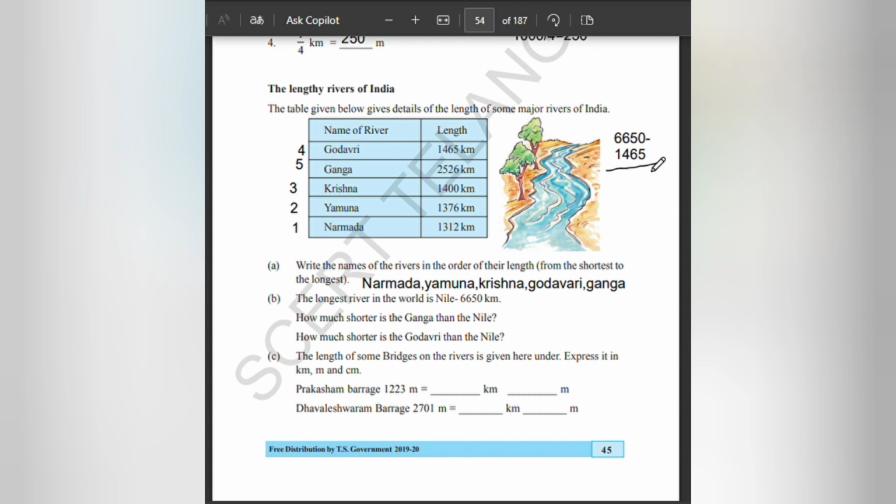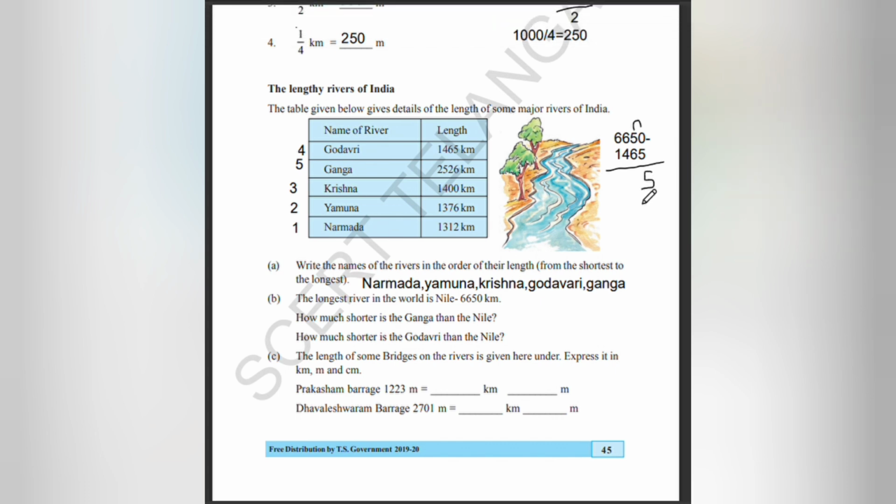So 0 cannot be subtracted from 5. So borrowing 1 from here, it becomes 10. 10 minus 5, it is 5. Then what is here? It is 4 here. We cannot subtract 4 from 6. So borrowing 1 from here, it becomes 14. 14 minus 6 is 8. So we write here 8. But now it becomes 5. 5 minus 4 is 1. 6 minus 1 is 5. So 5185.